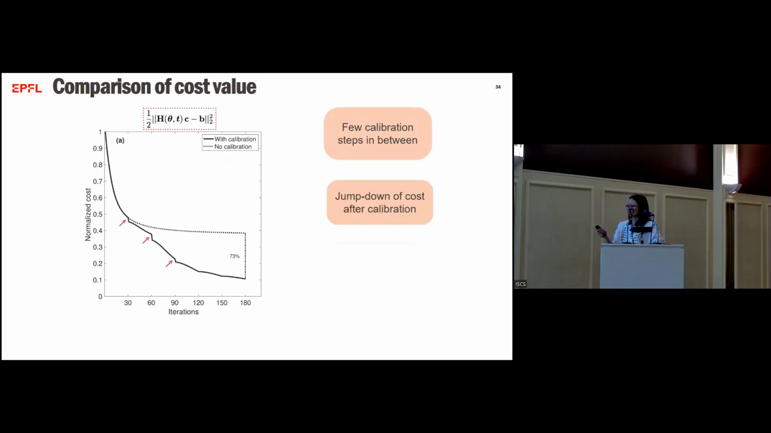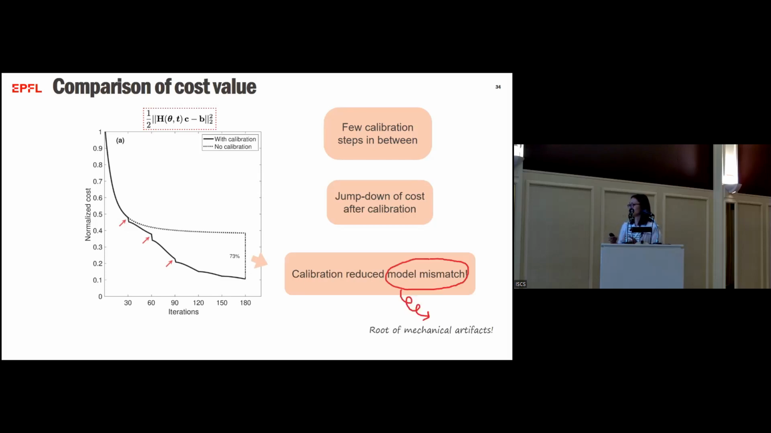And this means that calibration indeed reduced the model mismatch, which is the origin or the root of why we have these mechanical artifacts in our reconstruction image.